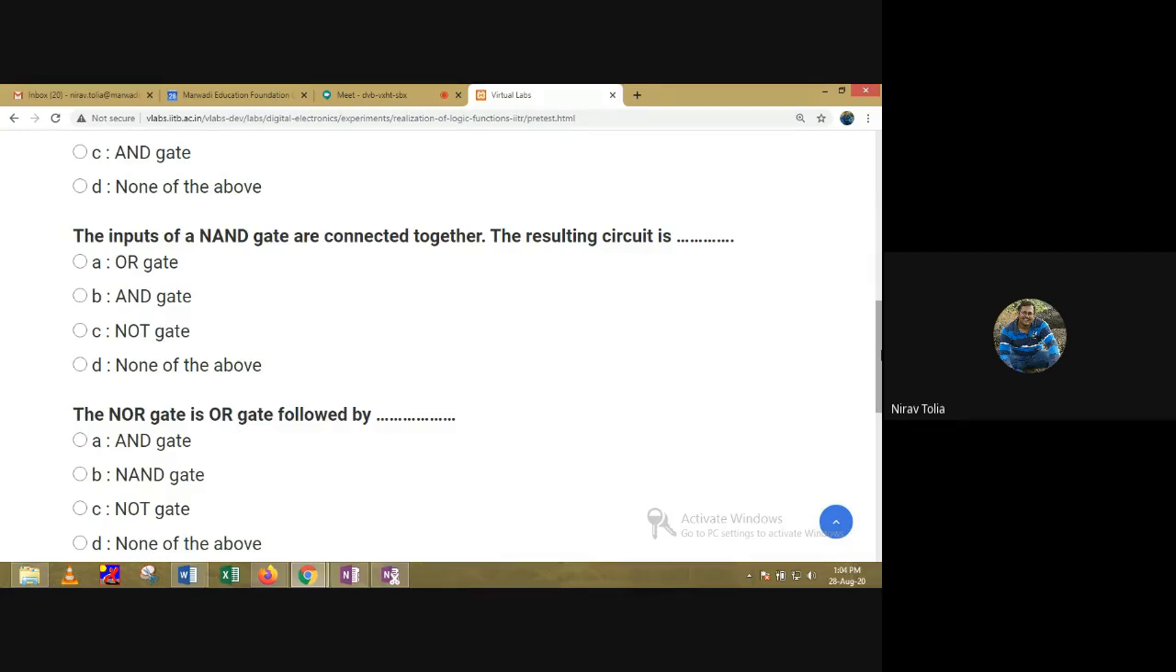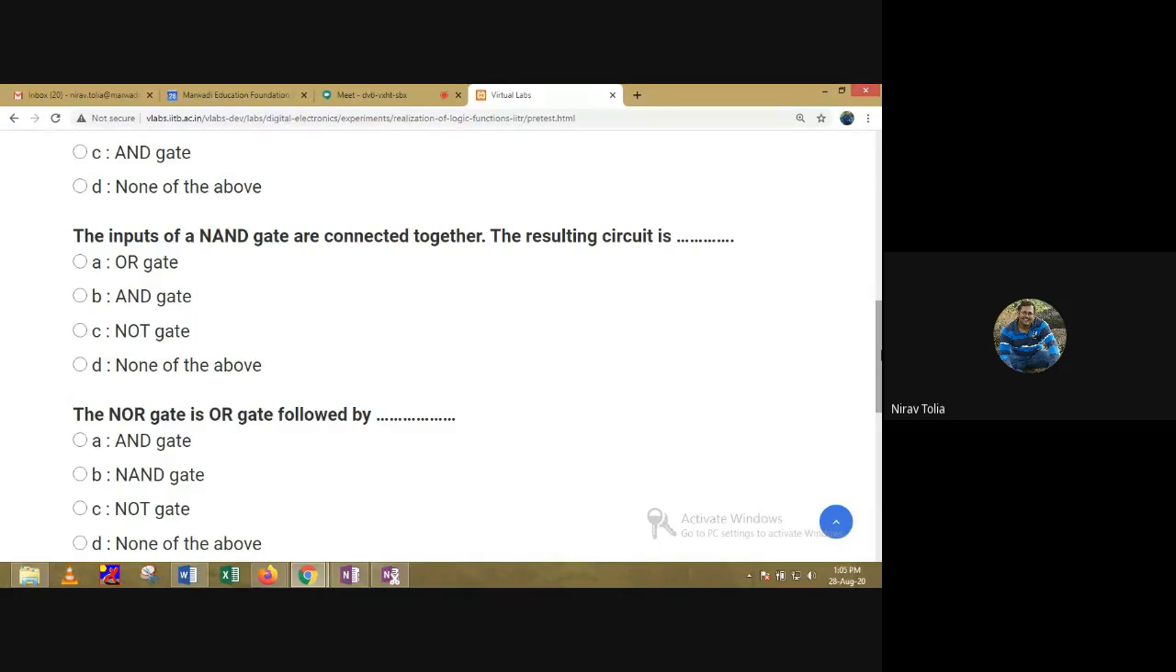Give me the answer to question number 2. If the inputs of a NAND gate are connected together, what is the resulting circuit? OR gate, AND gate, NOT gate, or none of the above? Give me the answer. Anand, Ankit, Bhavesh, what is the answer?